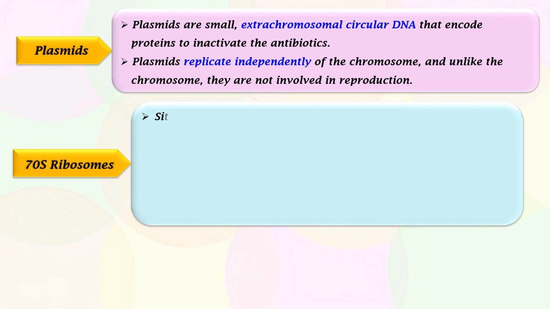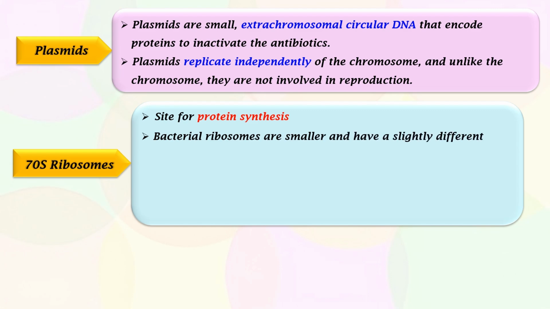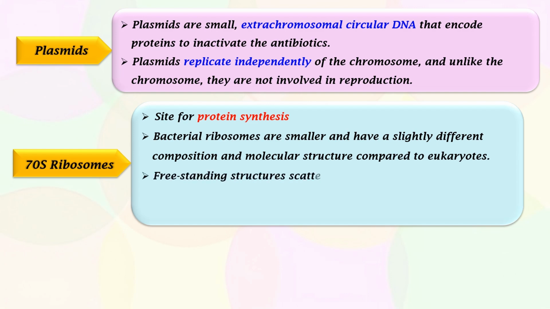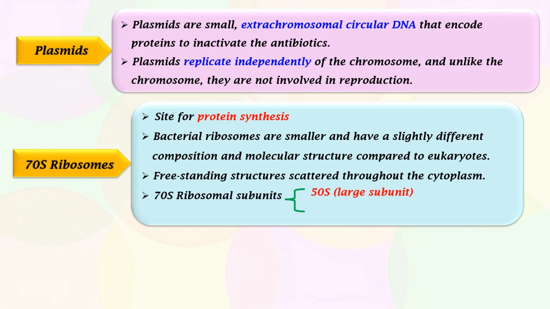70S ribosomes. Ribosomes are the major site for protein synthesis. Bacterial ribosomes are smaller and slightly differ in composition and molecular structure when compared to those of eukaryotes. They are freely scattered throughout the cytoplasm. 70S ribosomes have two subunits: a larger 50S subunit and a smaller 30S subunit.